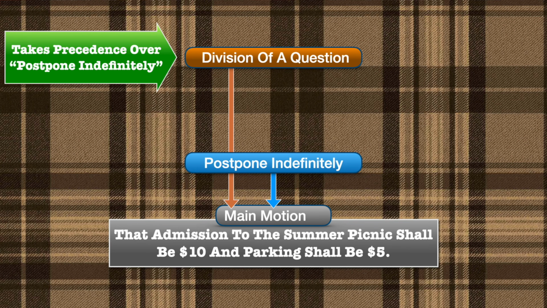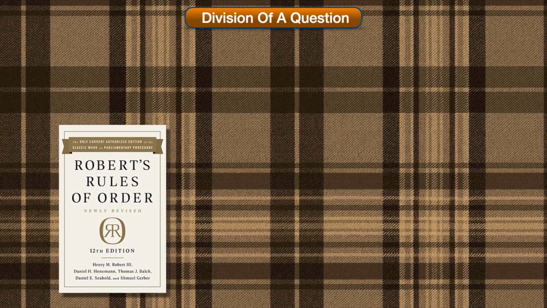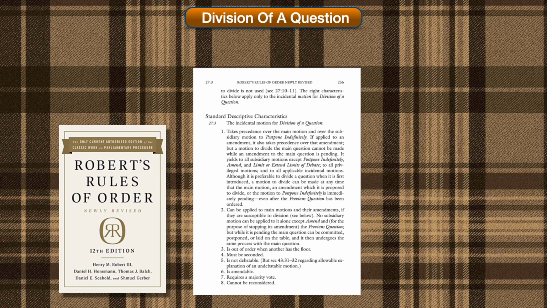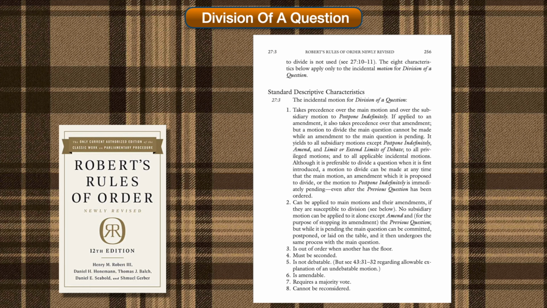There are two ways we can determine this. First, we can look up the standard descriptive characteristics of the motion division of a question to determine whether it takes precedence over postpone indefinitely. The standard descriptive characteristics are found within the first few paragraphs of each section that covers a motion. So we simply open Robert's Rules of Order and flip to the section on division of a question, which is Section 27. In the third paragraph of that section, we find the standard descriptive characteristics, and we read the following.